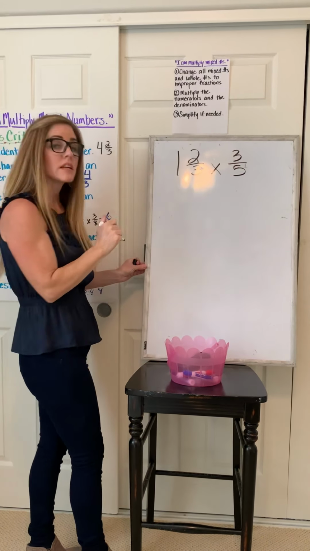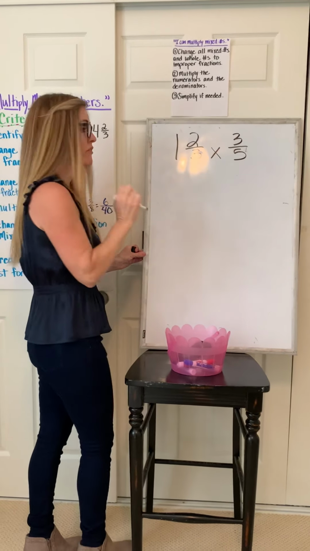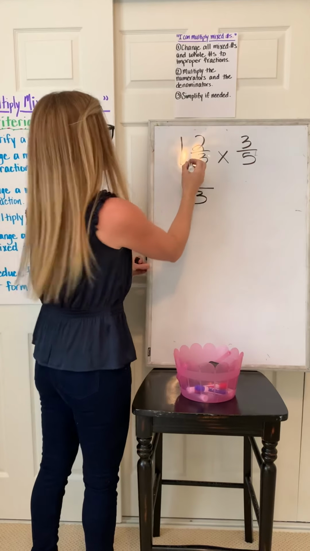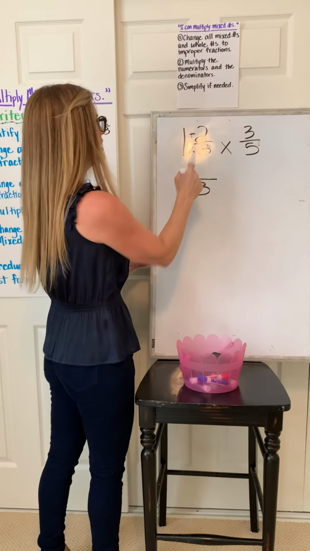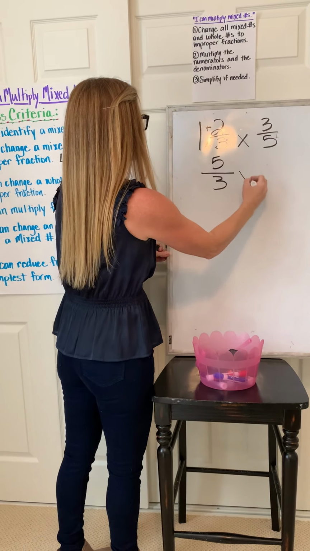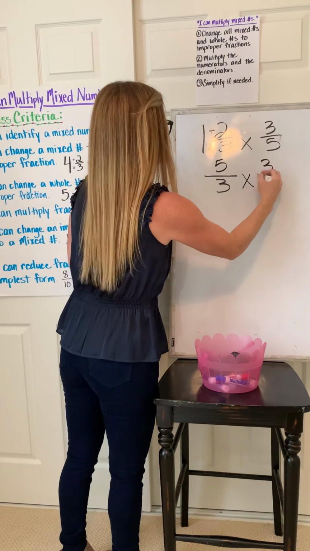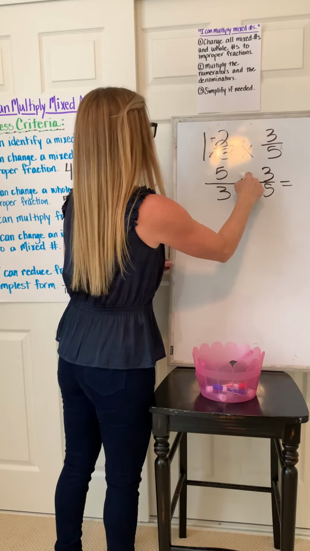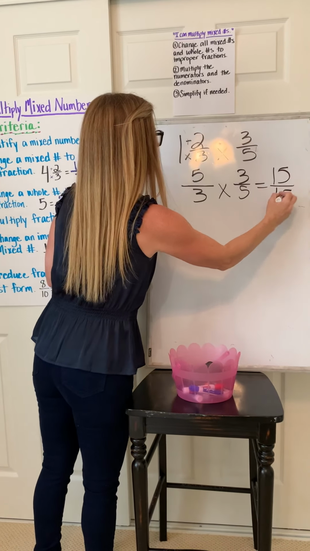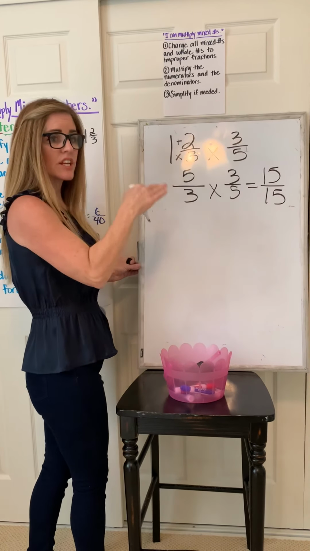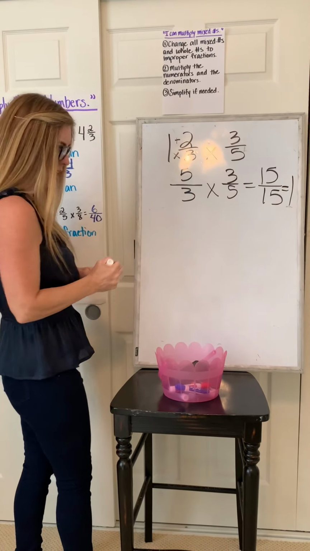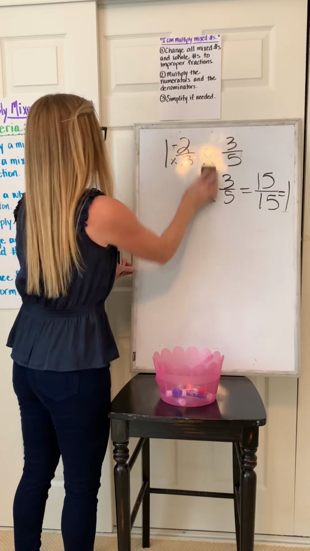Okay, I have a mixed number. I need to change it to an improper fraction. My denominator stays the same. I'm going to multiply, then add. 3 times 1 is 3, plus 2 is 5. I have a fraction that's ready to go. 5 times 3, 3 times 5. And I can reduce this. 15 out of 15 is the same as 1 whole. Okay, we'll still do some more.